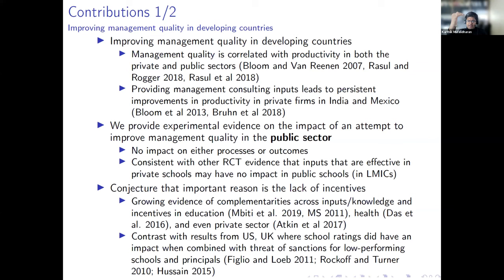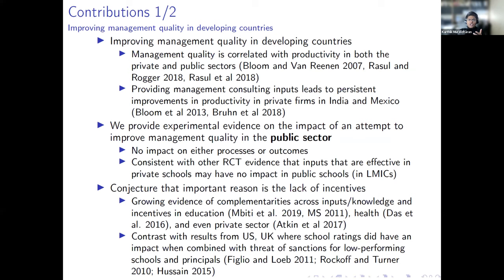I think the main point is that there's a large literature now on management, both in terms of the levels and trying to improve it. There's high quality work on RCTs based on management consulting interventions in private firms, and you see that it improved productivity in India and in Mexico. These are well-published papers, and there are long-term follow-ups that find a positive effect. But basically we see that trying to do this in the public sector, we had no impact.